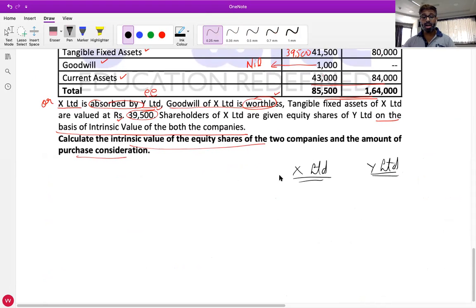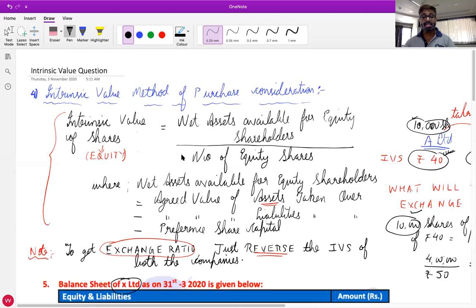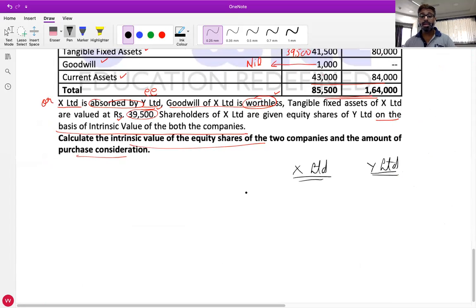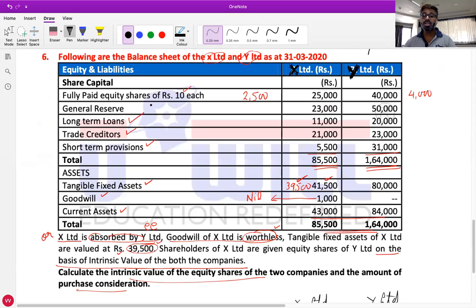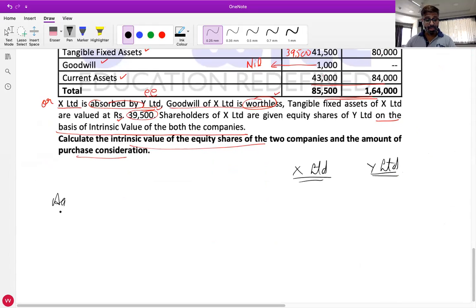Okay. First, we find the net assets. How do you find net assets? Agreed value of assets taken over minus agreed value of liabilities taken over minus preference share capital. But do we have preference share capital in this question? No, we don't have. So we'll take up first the agreed value of assets taken over.